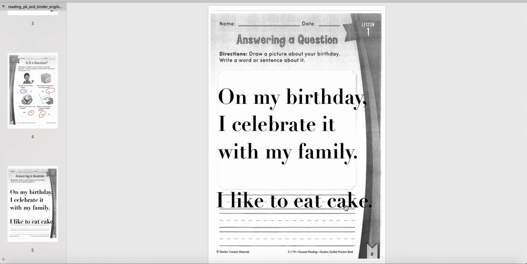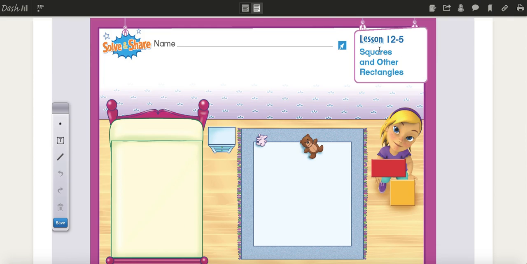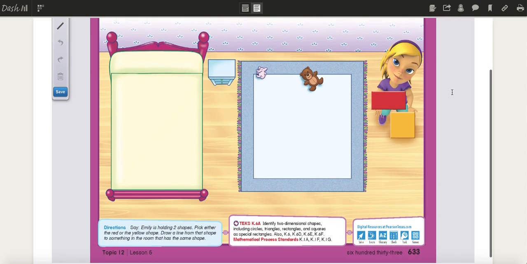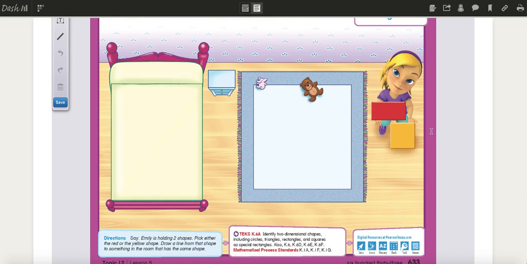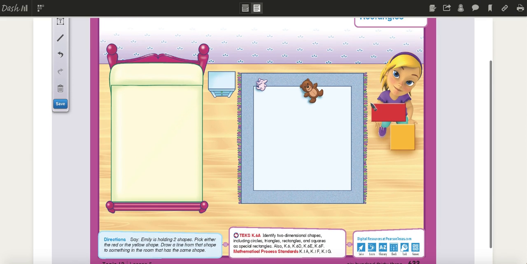So now we're gonna go ahead and move on back to, we're gonna start with math. So we're gonna work on squares and other rectangles. Emily is holding 2 shapes. Pick either the red or yellow shape. Draw a line from that shape to something in the room that has the same shape. Okay, so I'm gonna go ahead and I will pick the red one. This is, yes, a rectangle. Do you see anything in this room that has a rectangular shape? Yes, the bed, the dresser. So I'm going to go ahead and draw a line from the rectangle to the bed. Okay.